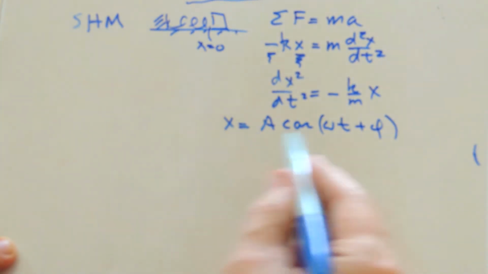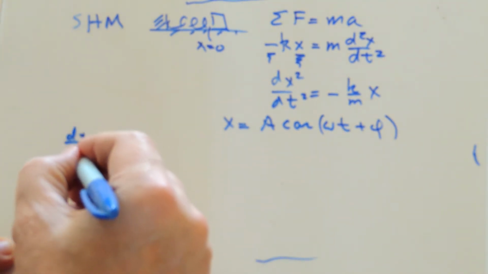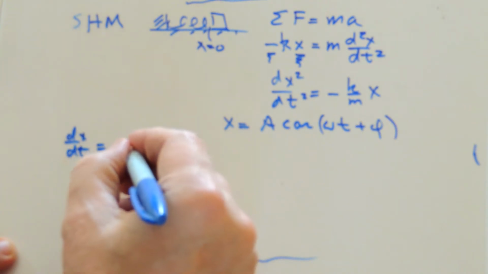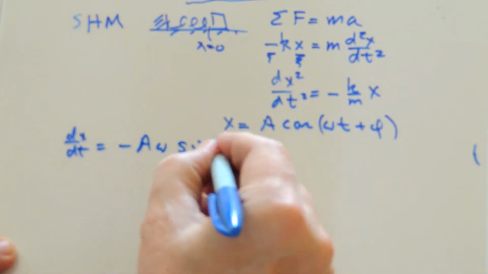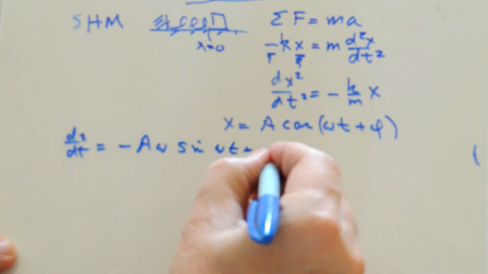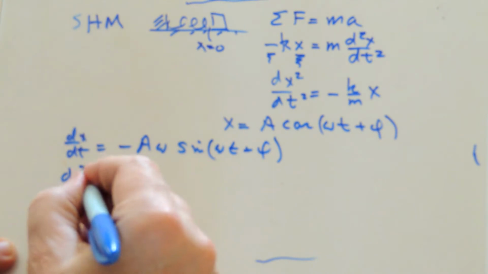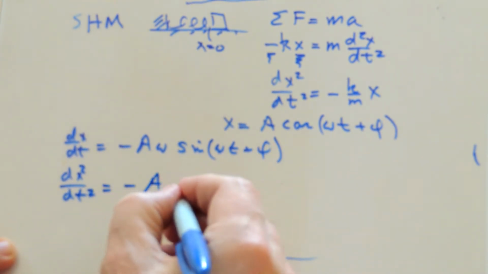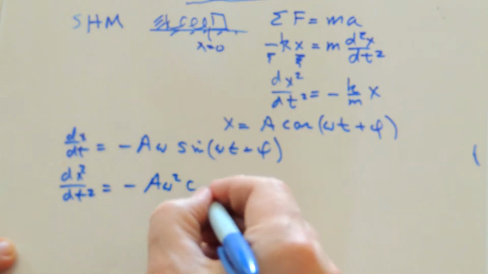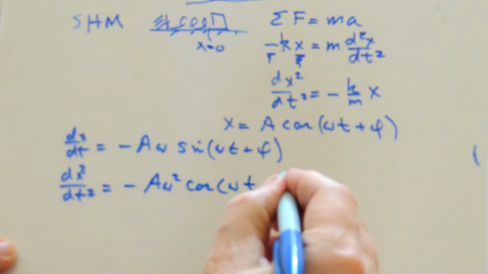After we had that, we took a couple of derivatives. The dx/dt was minus A omega sine of omega t plus phi, and when we took the second derivative, we brought down another factor of omega, and we're back, as expected, to our cosine function.